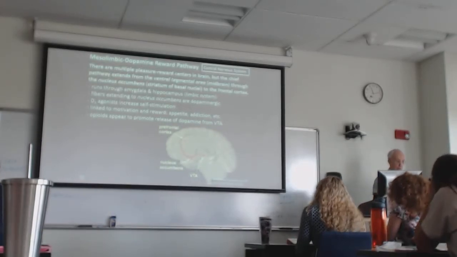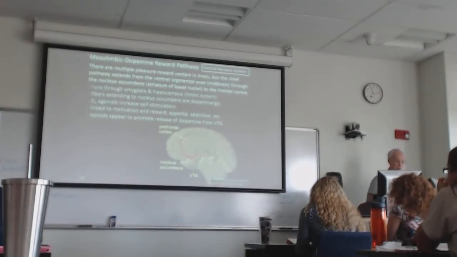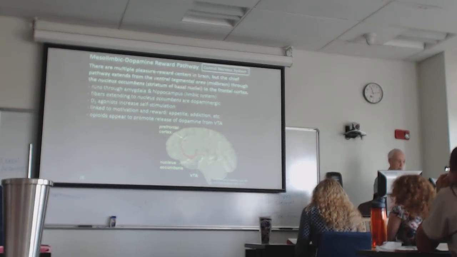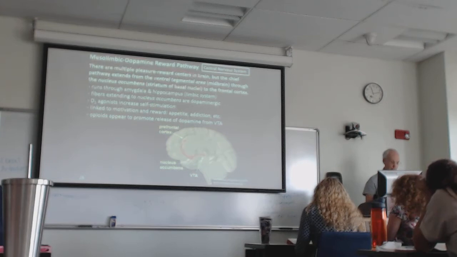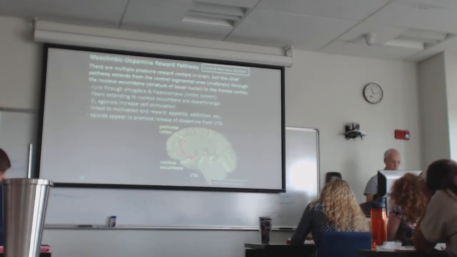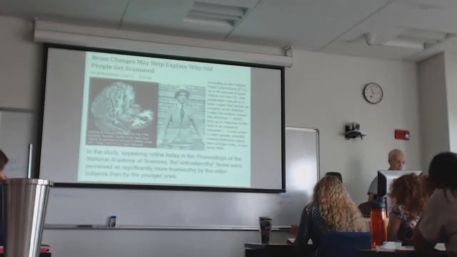It goes by a variety of names. We talked about the VTA nucleus accumbens pathway, but we'll just call it the mesolimbic dopaminergic reward system. And there are really only two important dopaminergic pathways we've concerned ourselves with.